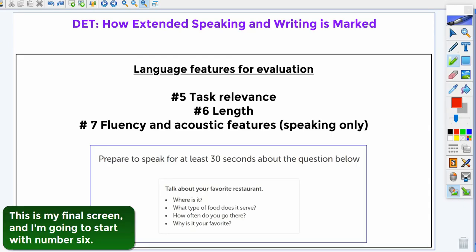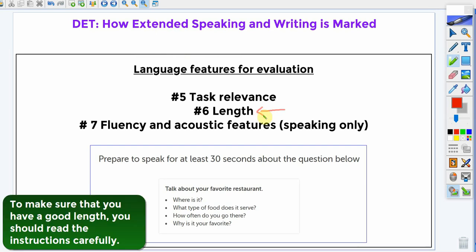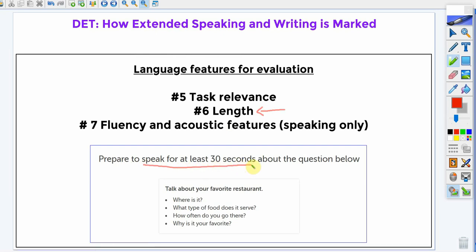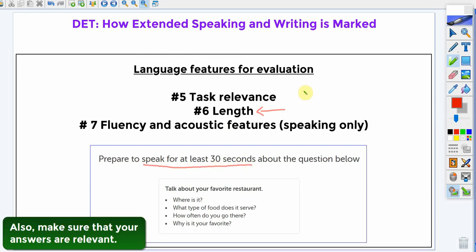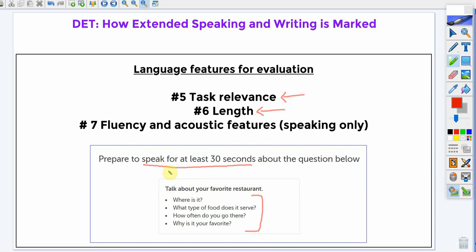This is my final screen, and I'm going to start with number 6. To make sure that you have a good length, you should read the instructions carefully. Also, make sure that your answers are relevant. Stick to the questions and don't spend a long time discussing different topics.